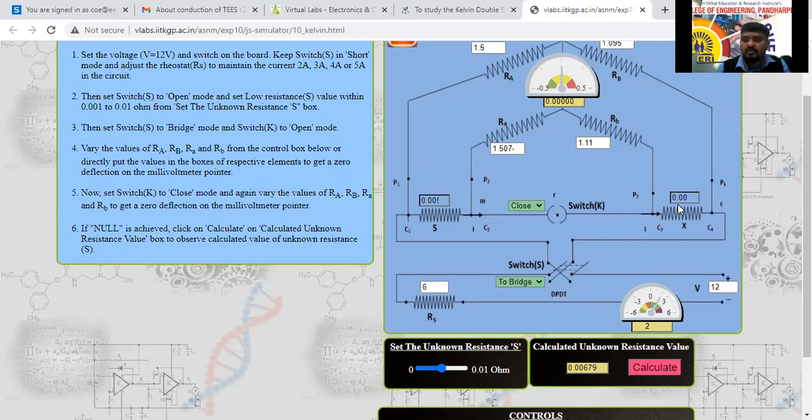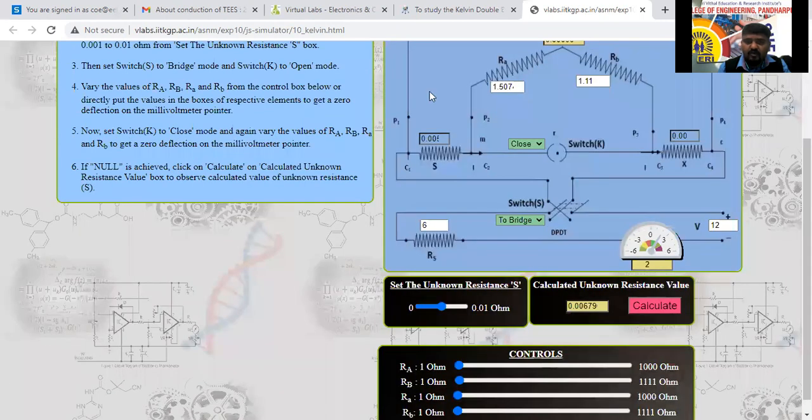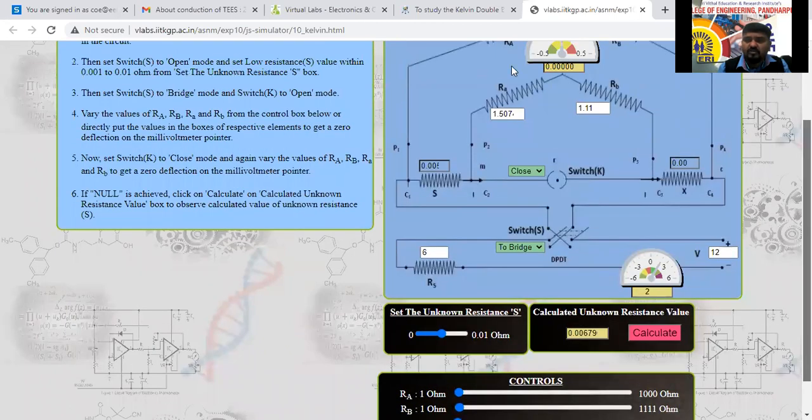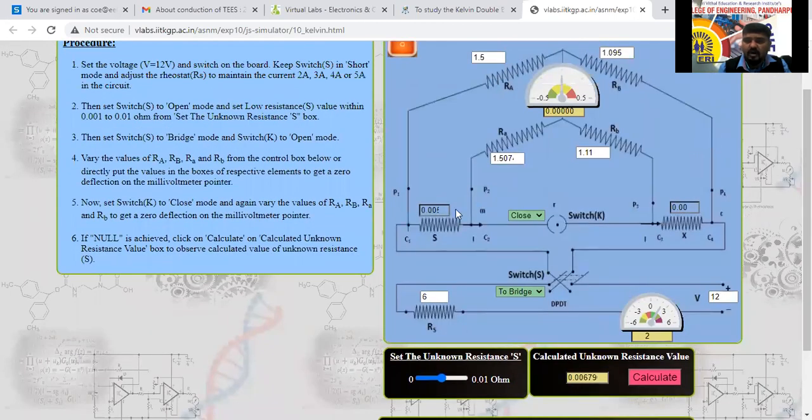You can do that one. Next, similarly, you note down this value. This is the achieved, calculated value of unknown resistance. Practically, we have obtained this value. Now theoretically we have to do the calculation by noting down the values R1, R2, R3, R4.